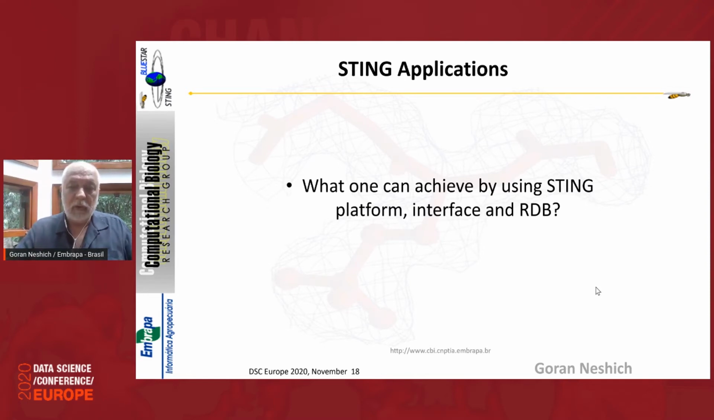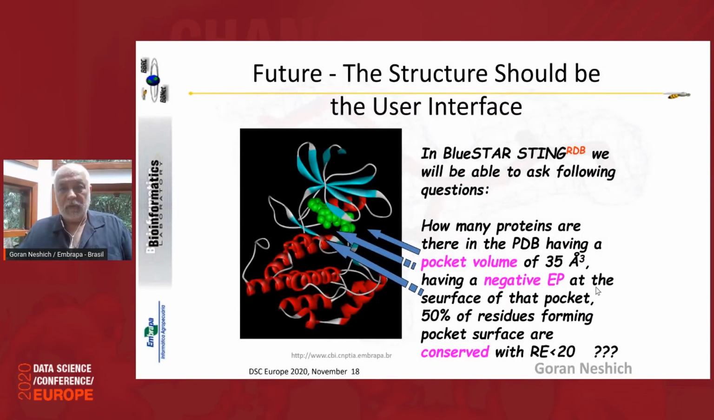Well, we can ask the following type of questions. For example, how many proteins out of the 170,000 that we have in the PDB have a pocket volume of 35 cubic angstroms? So we pick up that specific data from our database. And they are negatively charged. That's another piece of data from our huge database. And 50% of that pocket is very conserved, with the conservation measured in relative entropy being lower than 20. That gives me a subset of the whole universe of proteins.